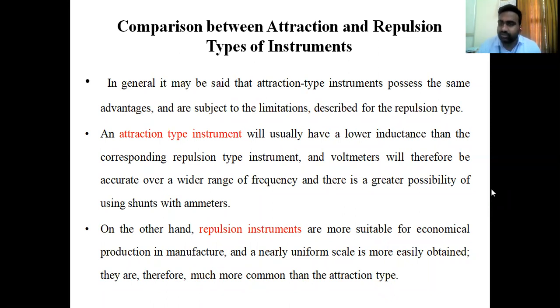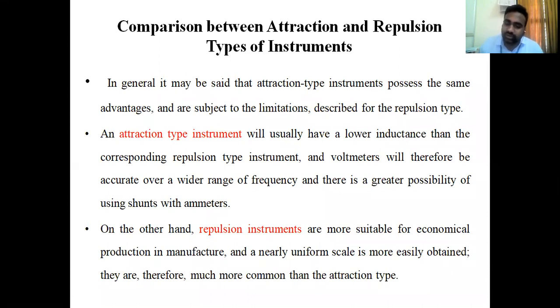The attraction type instrument has an important property: it has lower inductance than the repulsion type instrument. Even if we use this attraction type instrument as a voltmeter, it is quite accurate, and the frequency range is quite wide compared with other instruments. So this is one of the greater possibilities we can see with respect to ammeters.